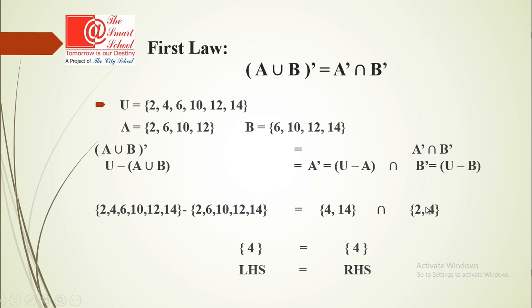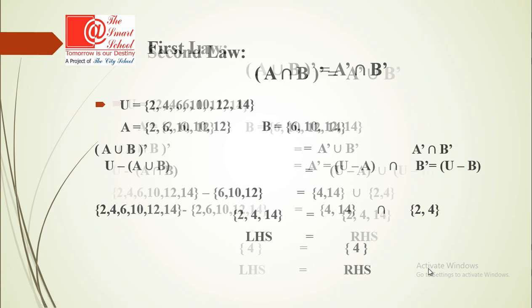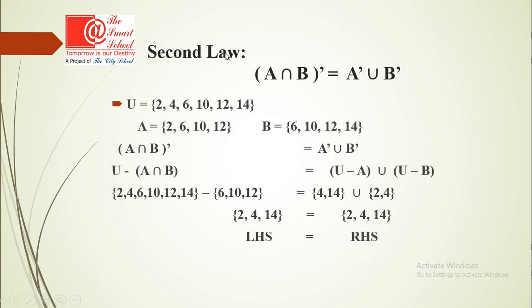When we will find intersection of 4 and 14 and 2 and 4, so only 4 is the member of it. So it means left hand side is equal to right hand side. So De Morgan's first law is proved. Did you see that very different sets we found, but they get the same answers? Smart thing.